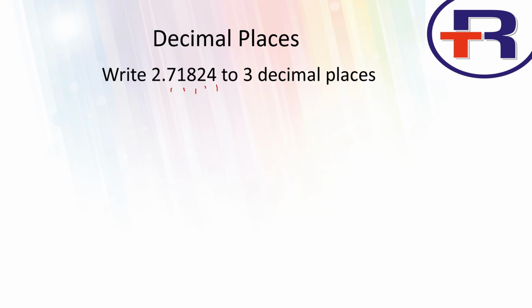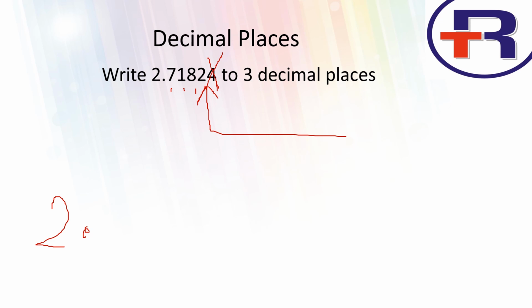If it's to 3 decimal places, what it's asking for is the answer to be written as 2 point and then 3 numbers. That means we can ignore the 4 because that's the 5th decimal place. What we have to focus on is the 4th decimal place. In this instance, it's a 2.